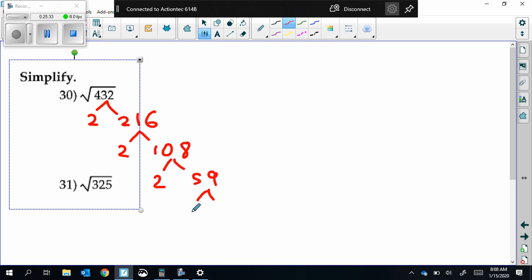Anything going to 59? Divisibility rules: 2 does not go, 3 does not go, 4 does not go, 5 no, 6 no, 7 doesn't work, 8 no, 9, can't think of anything. So I think 59 is prime.